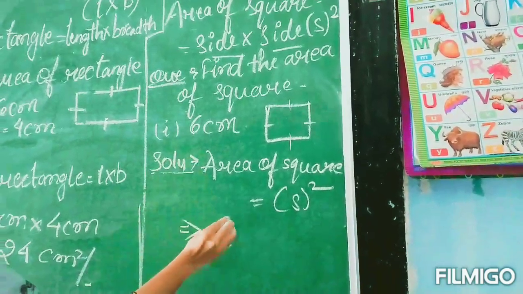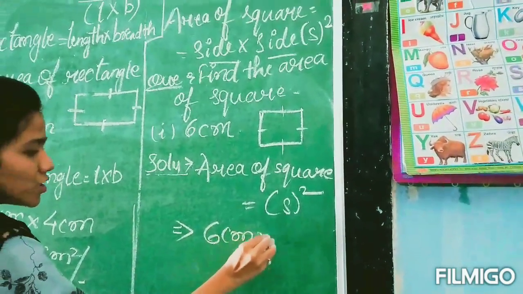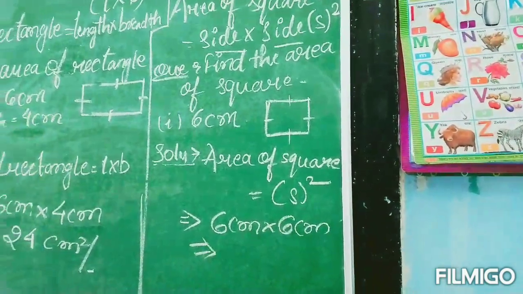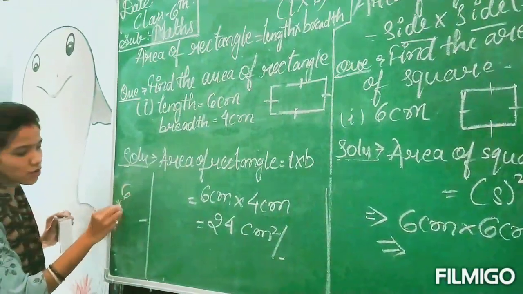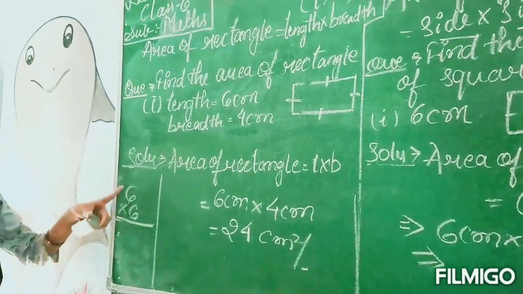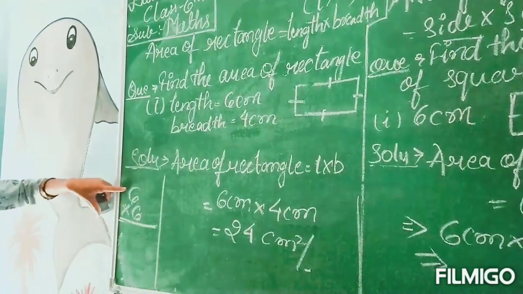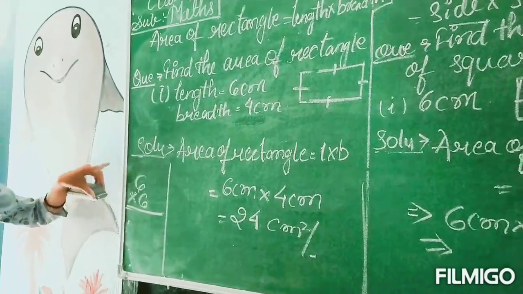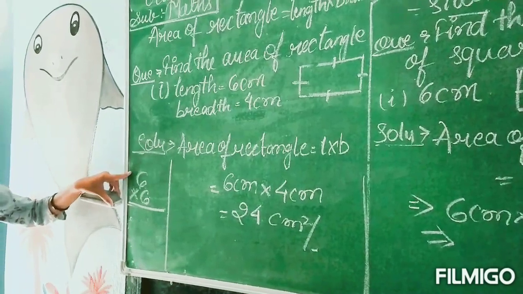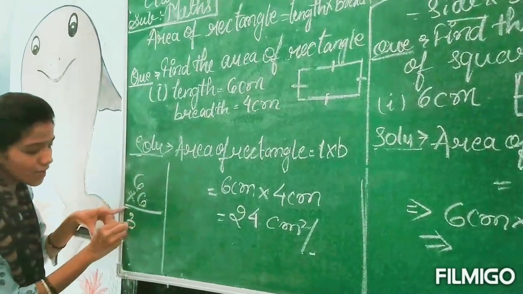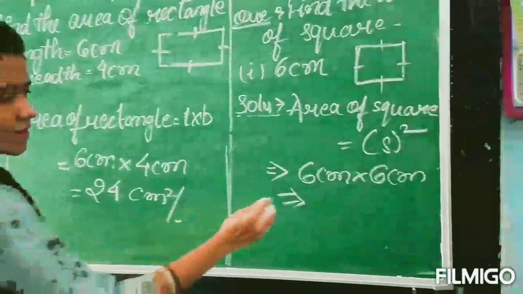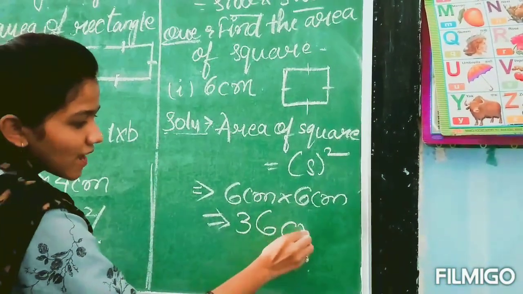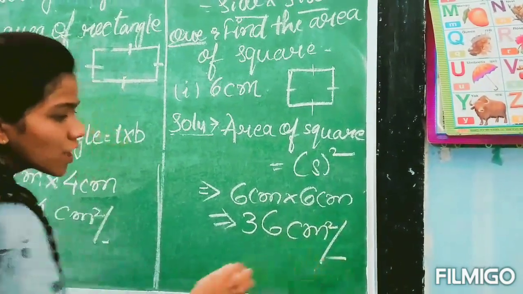Put the value 6 centimeter into 6 centimeter. Take the rough 6 into 6. Then learn the table of 6. 6 1 is 6, 6 2 is 12, 6 3 is 18, 6 4 is 24, 6 5 is 30, then 6 6 is 36. What is the answer? 36. Then centimeter centimeter multiply, centimeter square. Clear?